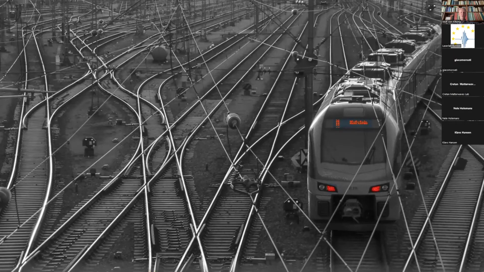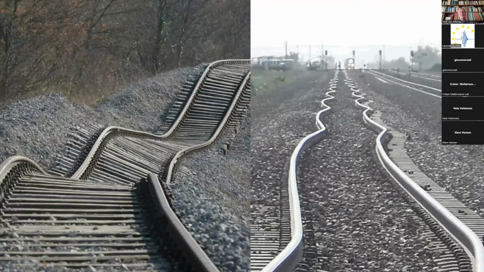So we want our atoms, being the train, to be able to move on two tracks at the same time. And so that's the idea. However, unfortunately, reality looks a little bit different. Reality looks more like that.